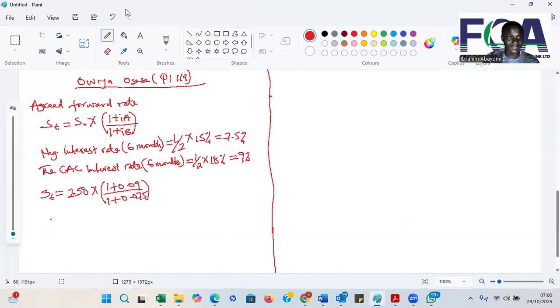So our ST, that's our spot rate at time T, will be 2.5 multiplied by 1.09 over 1.075. So ST, you can also call it forward rate, no problem. The same.